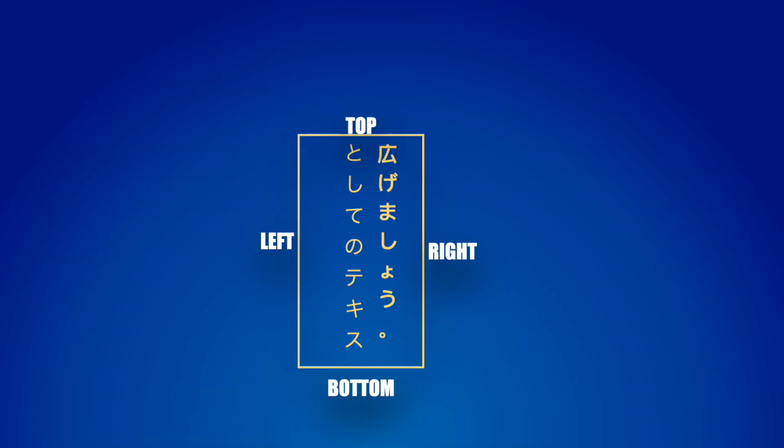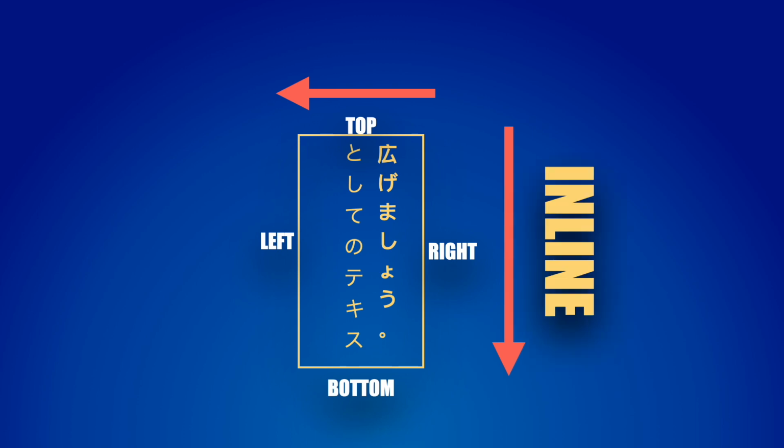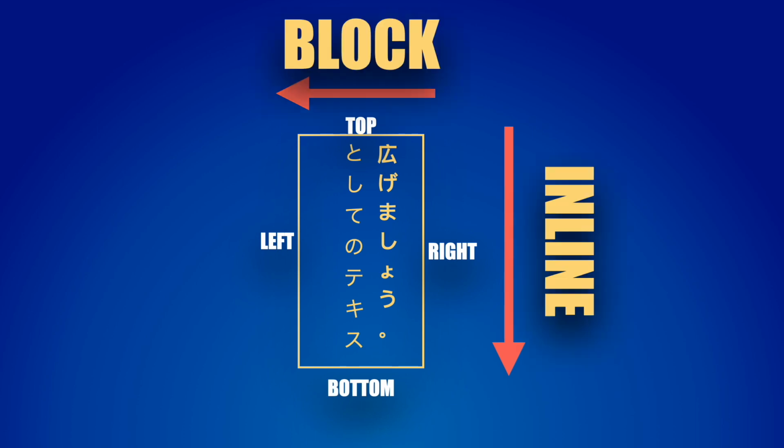Finally, let's look at traditional Japanese that flows from top to bottom and right to left, which means inline is from top to bottom and block is from right to left. For logical properties, top would be the start of the inline and bottom would be the end of the inline. Right would be the start of the block and left would be the end of the block. Okay, that was the hard part. The rest is a lot easier.